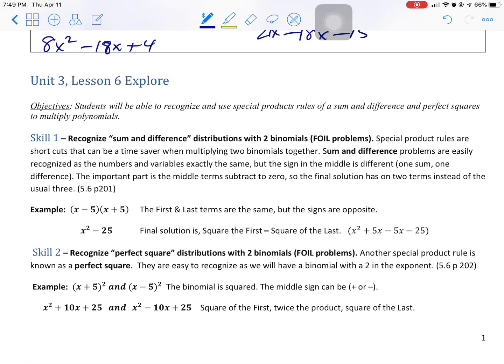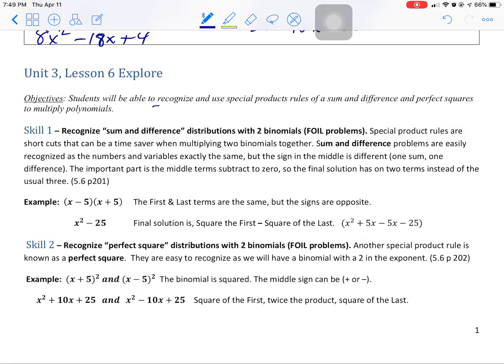All right. So students will be able to recognize and use special product rules of sum and differences and perfect squares. So recognize the sum and difference distributions with 2 binomials or FOIL problems. Special product rules are shortcuts that can be time savers. Sum and difference problems are easy to recognize. The numbers and the variables are exactly the same, but the sign in the middle is different.